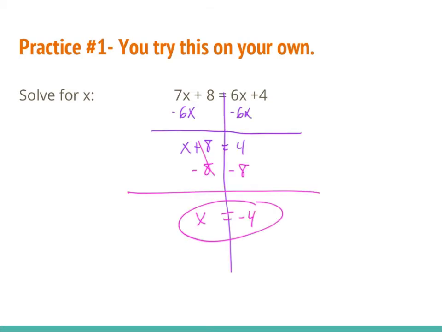How did you do? Hopefully you got x equals negative 4. Notice that I got rid of the positive 6x, so I ended with a positive x at the end. Of course, if you got rid of the 7, you would have ended with negative x and just had to divide by negative 1 at the end. But either way, you would have ended up with x equals negative 4. And let's go on and try practice problem number 2.